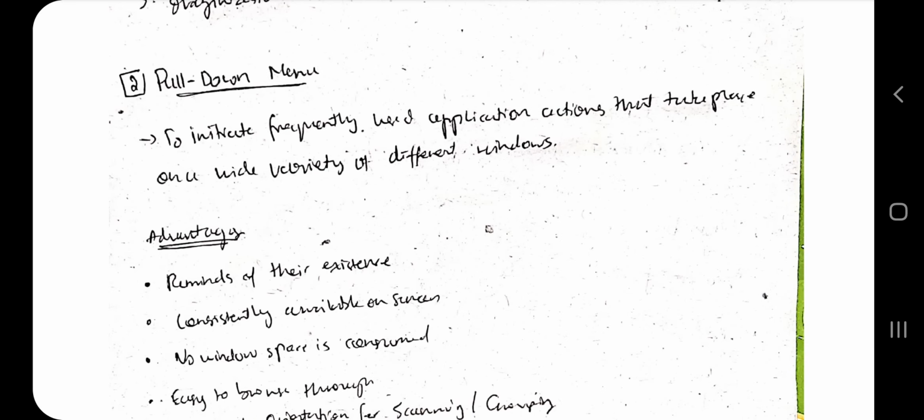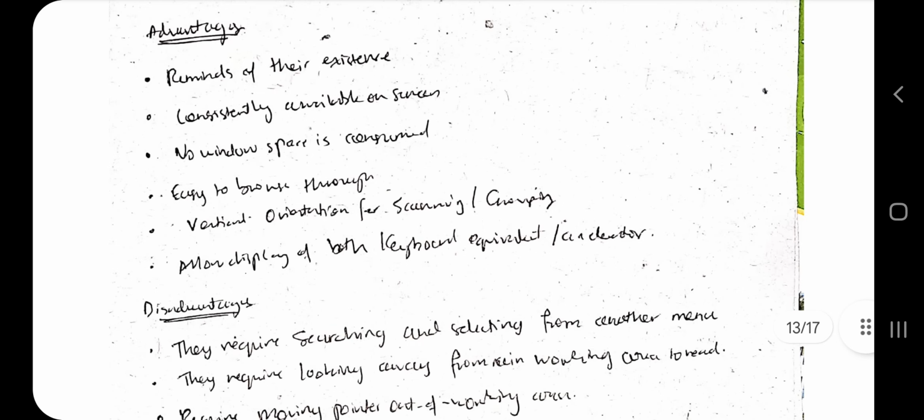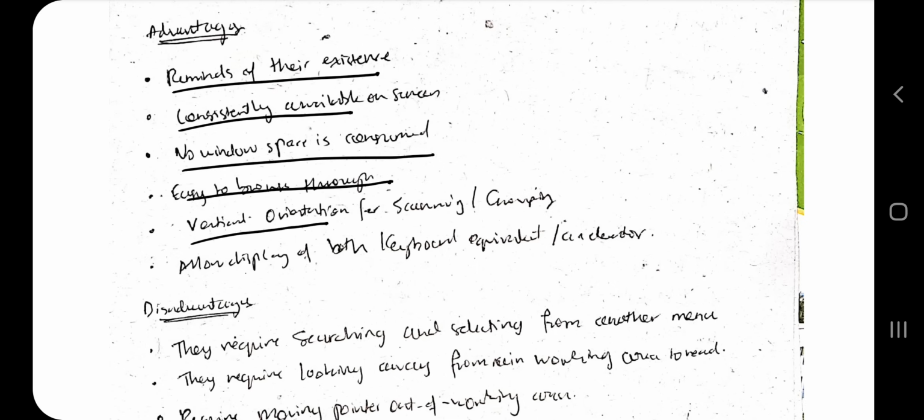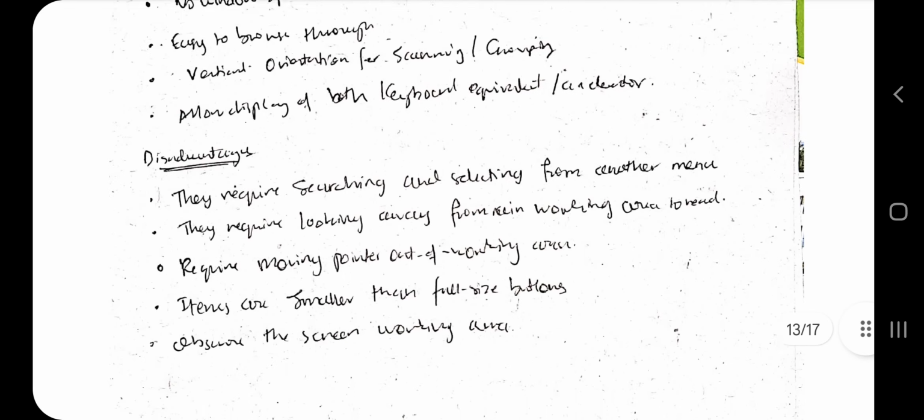Next is pull down menus. Pull down, by the name itself you can understand, pull it down. Fine, that's all what a pull down menu is. And advantages: reminds of existence, consistently available, no window space consumed, easy to browse, vertical orientation helps in scanning and grouping, allows display of keyboard equivalent and keyboard accelerator.